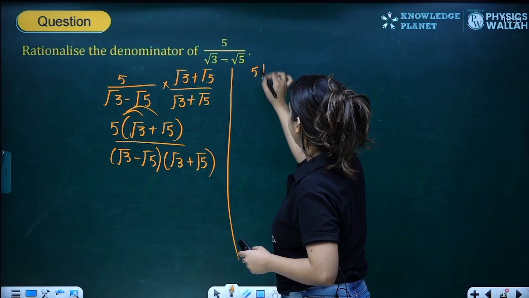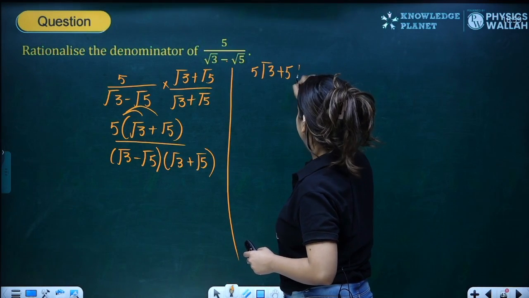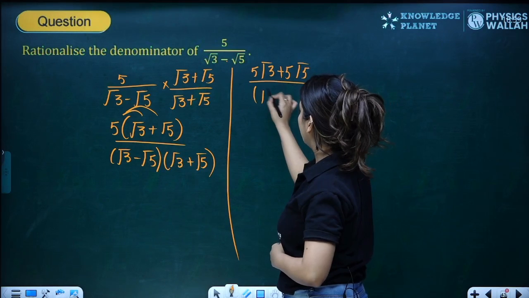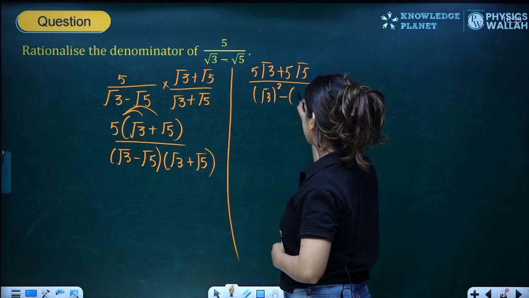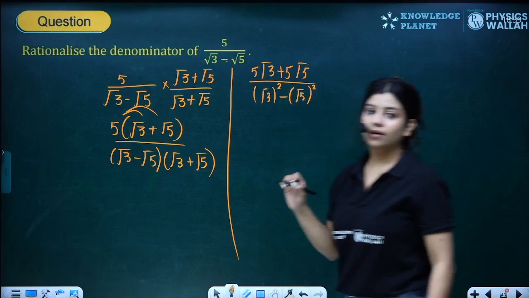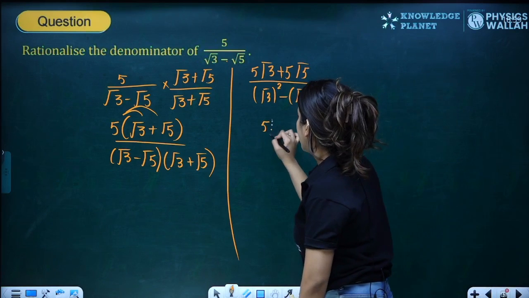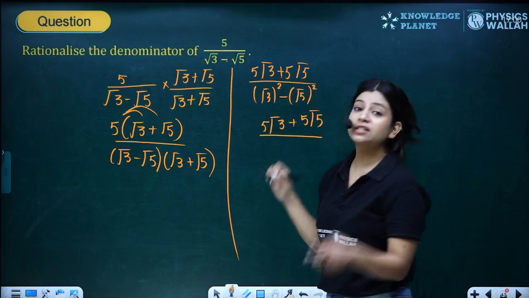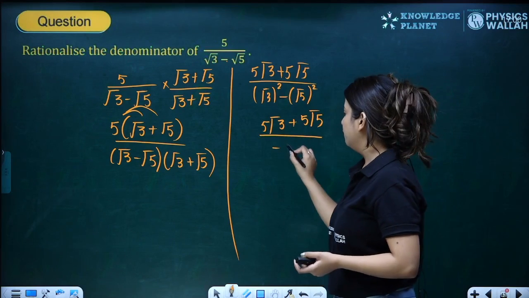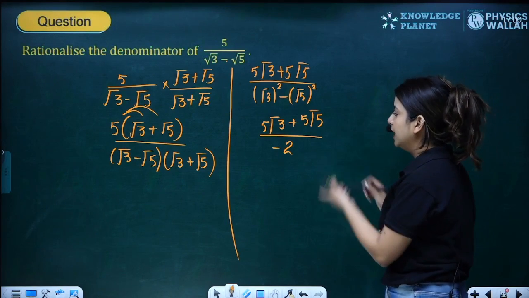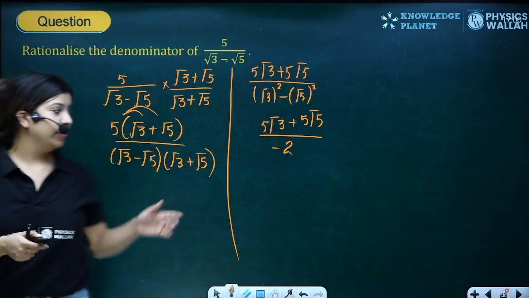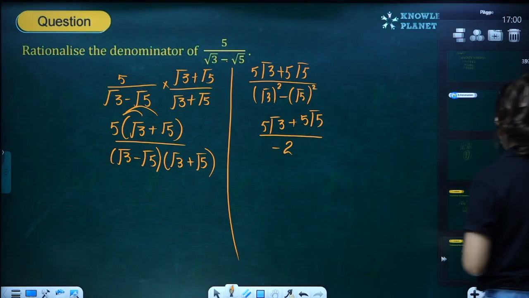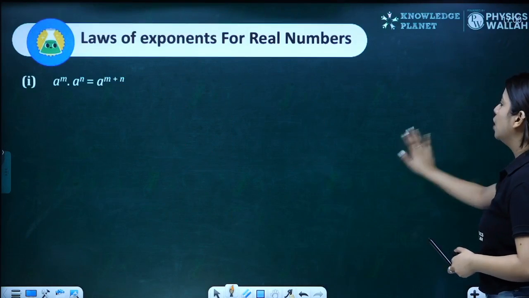So this will become 5 root 3 plus 5 root 5 in the numerator. A minus b, a plus b. Again the identity of a square minus b square. Right? So this will give me what? 5 root 3 plus 5 root 5 divided by root 3 square is 3, root 5 square is 5, and we will get a negative sign. Right? So this is how we can rationalize it when we have difference operator in between. I hope rationalization is clear with everyone. Right? Let's move forward for the laws of exponents.